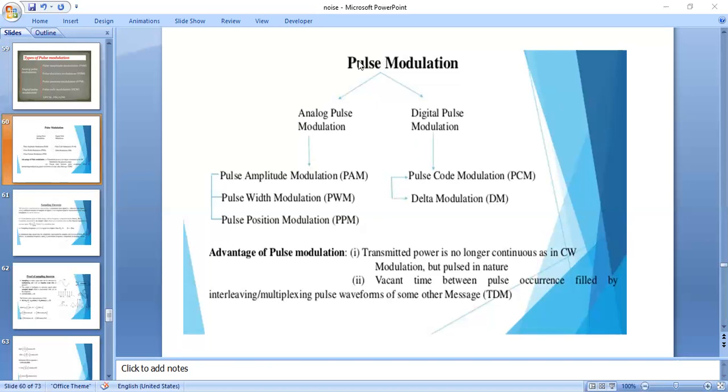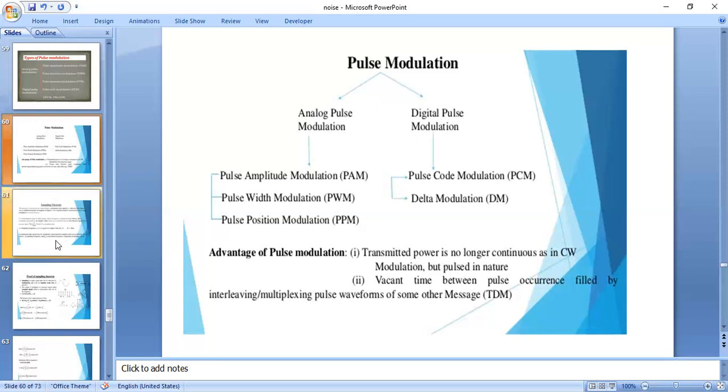The advantage of pulse modulation is that the transmitted power is not continuous in nature. The transmitted power is pulsed in nature. That is the advantage of pulse modulation when comparing to the continuous wave modulation.